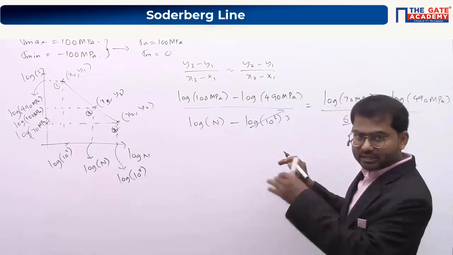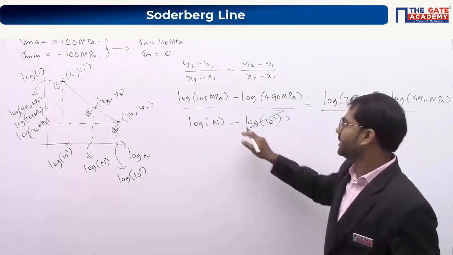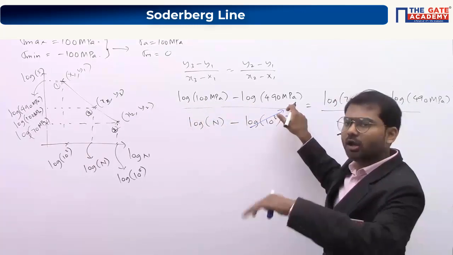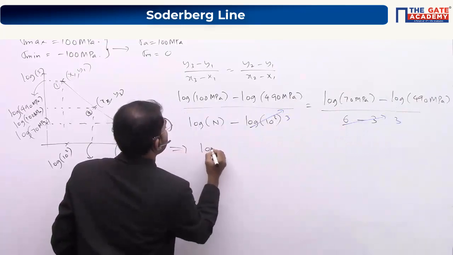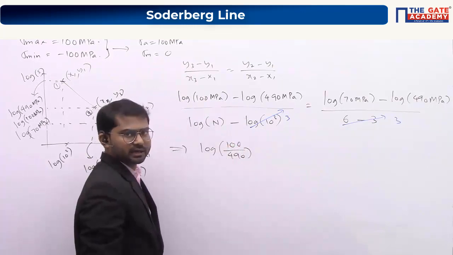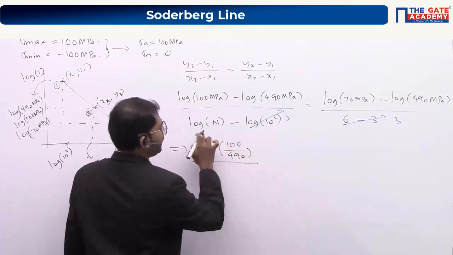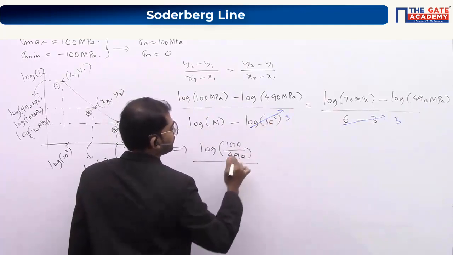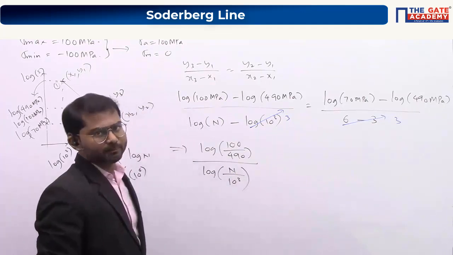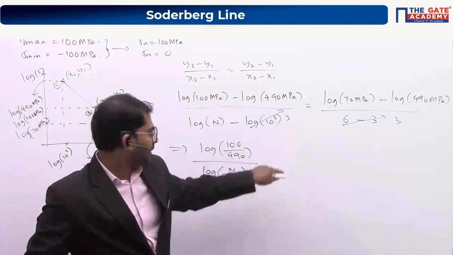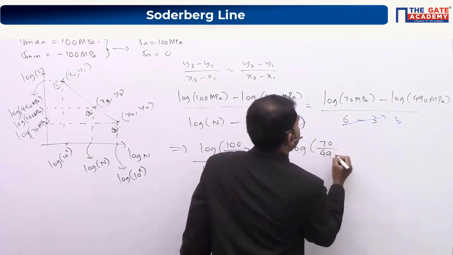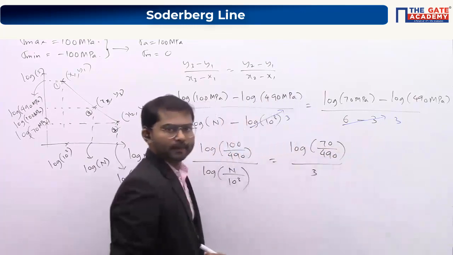Okay, if you want to save some more time, the simplest way is: log A minus log B is nothing but log of A by B. So this becomes log of 100 by 490. Both are in the same unit, so you can take them directly here. We don't need to put 10 power of 6 here. This by log of n minus log of 10 power of 3, so this becomes log of n by 10 power of 3 here. You can put it in this way instead of replacing it by 3.